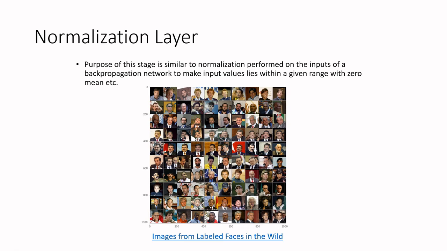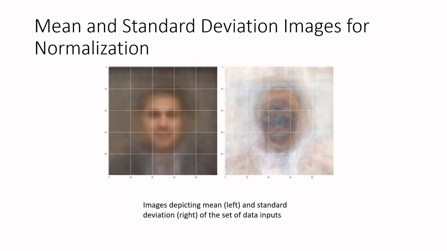So here is a collection of images from a popular data set which is known as Labeled Faces in the Wild. And that data set has been used by many researchers in deep learning to perform face recognition as well as for a number of other applications. This slide just shows you the normalization step, or at least the result of the normalization step, using that face database I showed you in the previous slide. So the picture on the left basically is the mean picture.